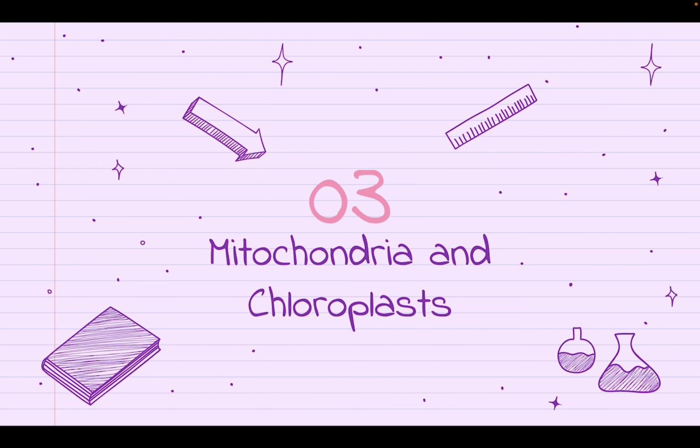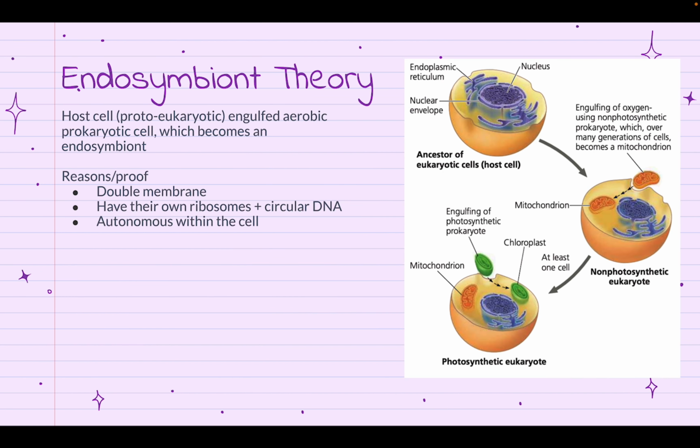All right, so now let's talk about our mitochondria and chloroplasts. They're special because they have their own DNA, and in a lot of ways they seem pretty much independent from the cell. So here's something called endosymbiont theory, which is the theory of how these incredibly independent organelles came to be. The theory is that a host cell, which we call a proto-eukaryotic cell because it's not eukaryotic yet but is the ancestor, engulfed an aerobic prokaryotic cell, and that becomes what we call an endosymbiont.